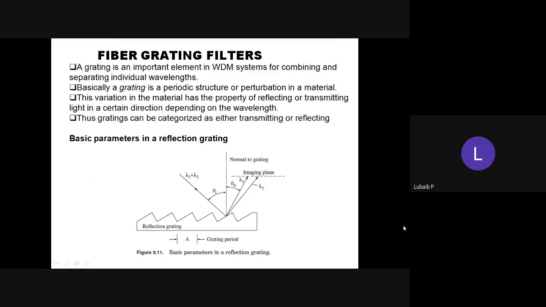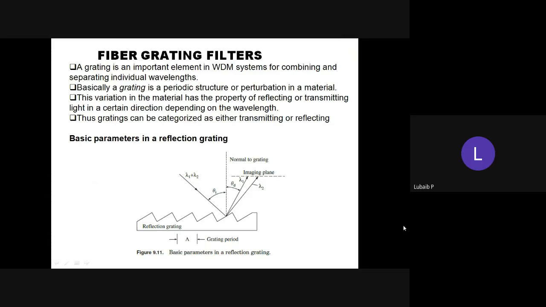Basically, a grating is a periodic structure or perturbation in a material. This variation in the material has the property of reflecting or transmitting light in a certain direction depending on the wavelength. This grating can be categorized as either transmitting or reflecting. You can see in this figure the basic parameters of the reflection grating.